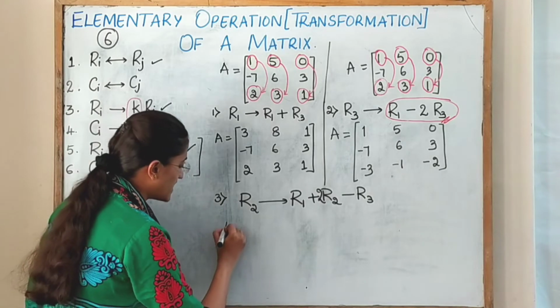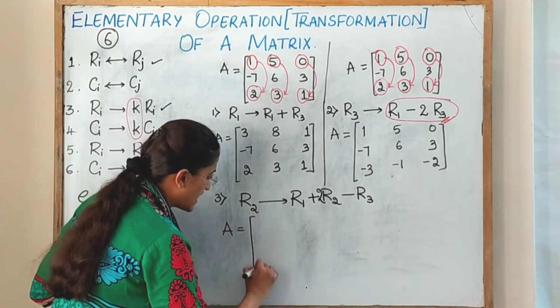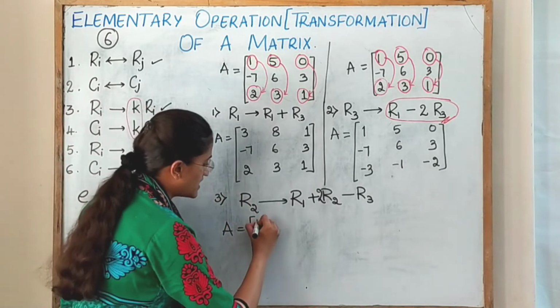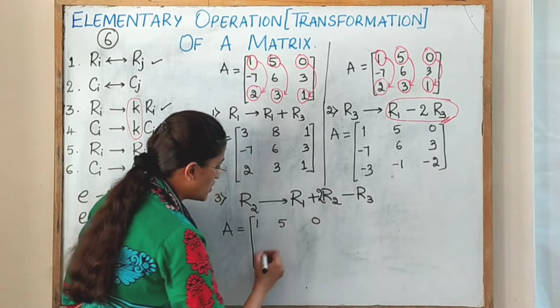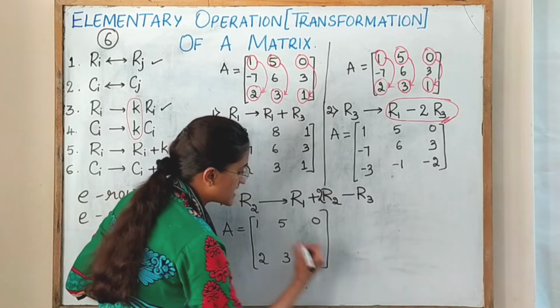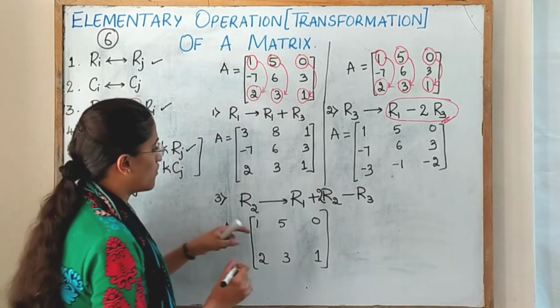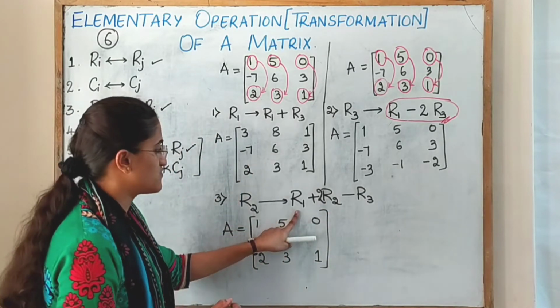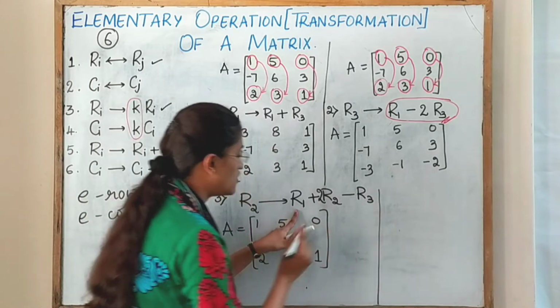Now, what will be our new matrix? I'm not changing the first row, it remains as it is. I'm also not changing the third row, it remains as it is. Only the second row will now be changing. Now, according to our elementary transformation, look at the working.